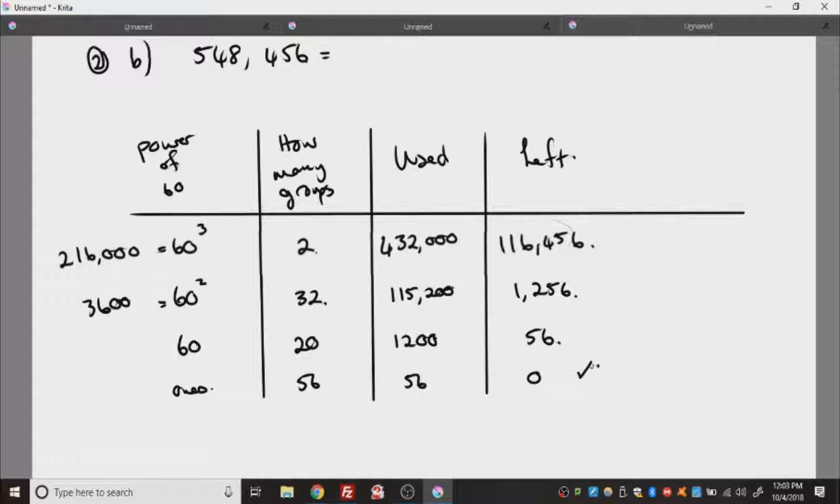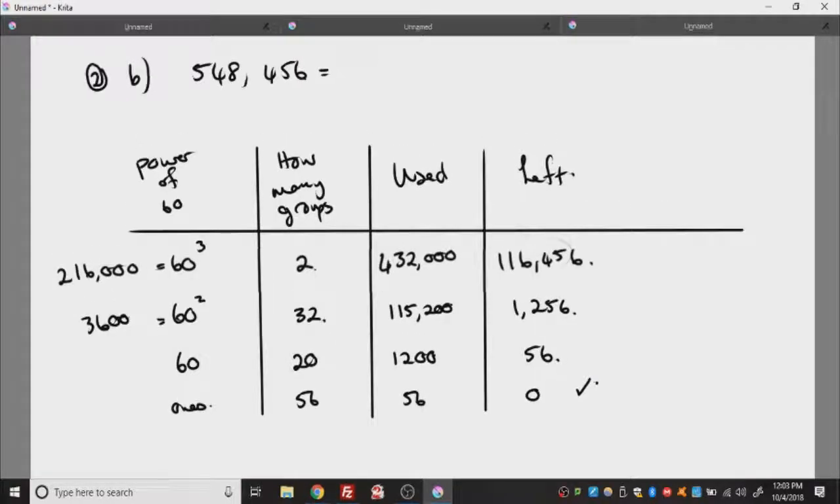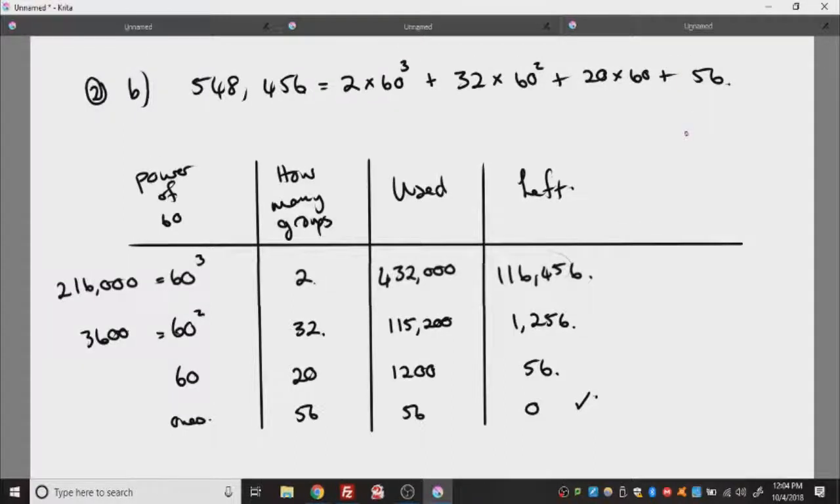So I've accounted for all of the 548,456 just in little pieces. So that means that now, you don't have to write this. It just helps in case you make a little mistake in the end. 2 groups of 60 cubed plus 32 groups of 60 squared plus 20 groups of 60 plus 56 left over.